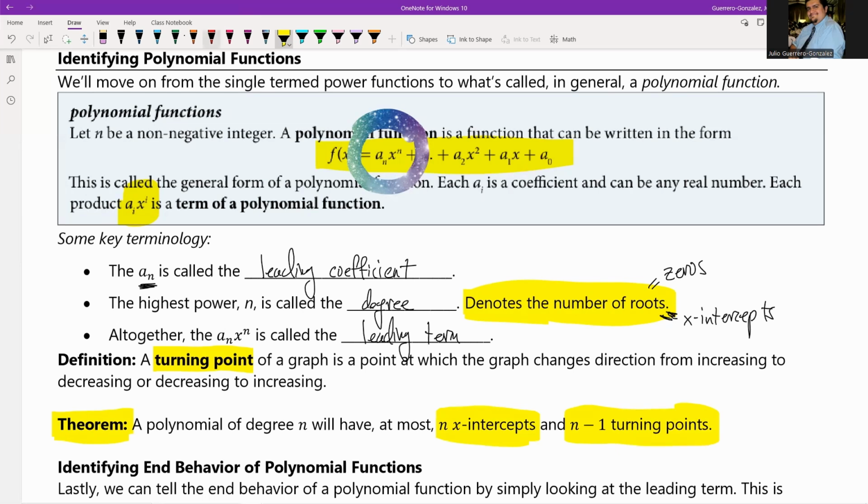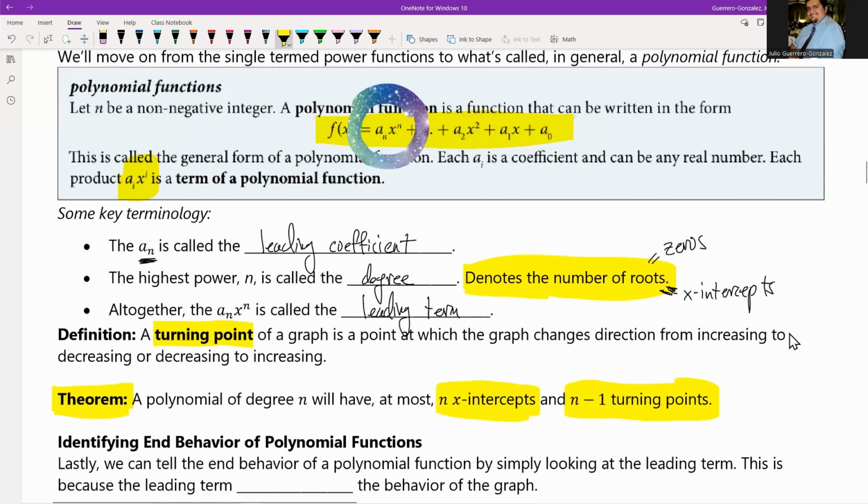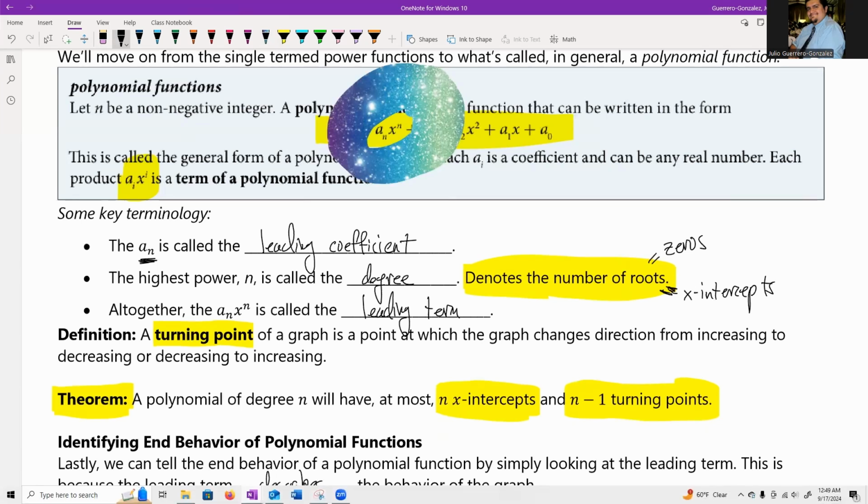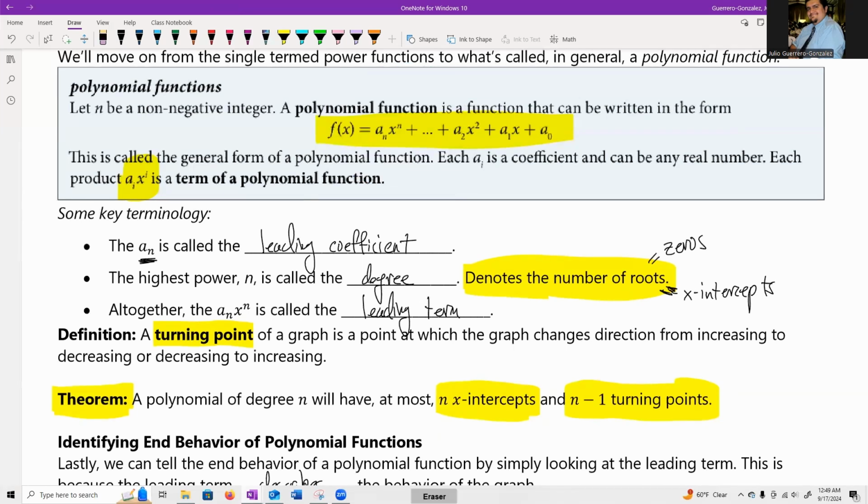Now, what I do want to show you is that this leading term, this a_n x^n that's up front right there, describes the behavior of any polynomial function. So it describes the behavior of the graph itself. What does that mean? That means I just need to look at this thing, and it'll tell me what the shape of my polynomial is going to be. Got it?